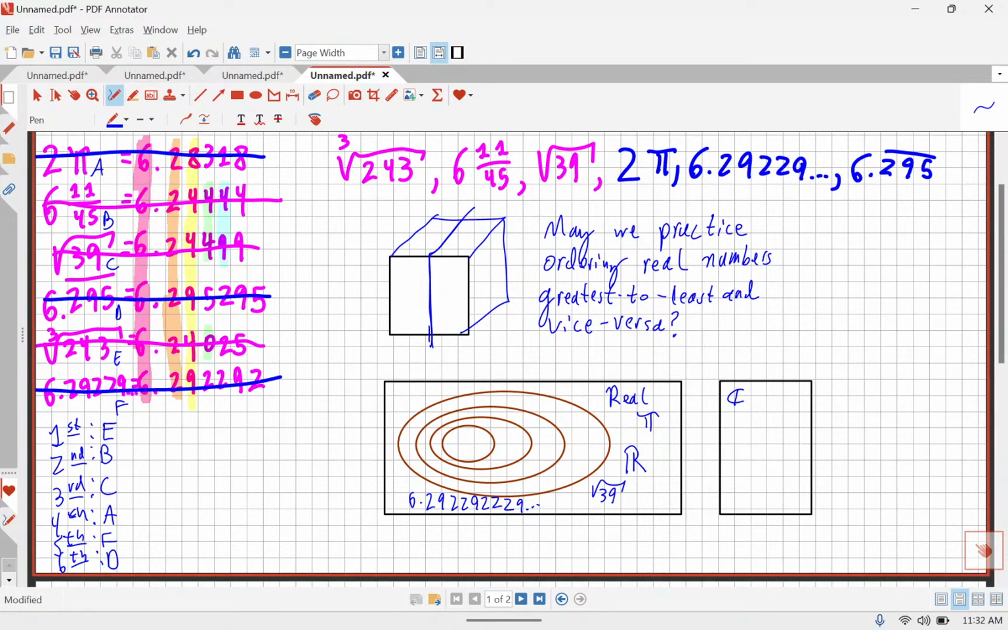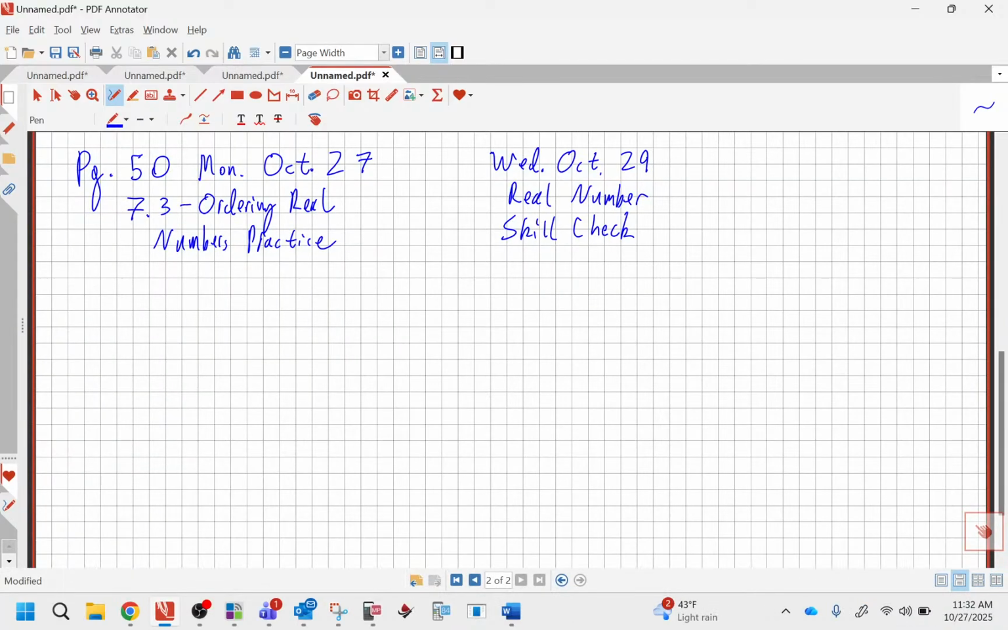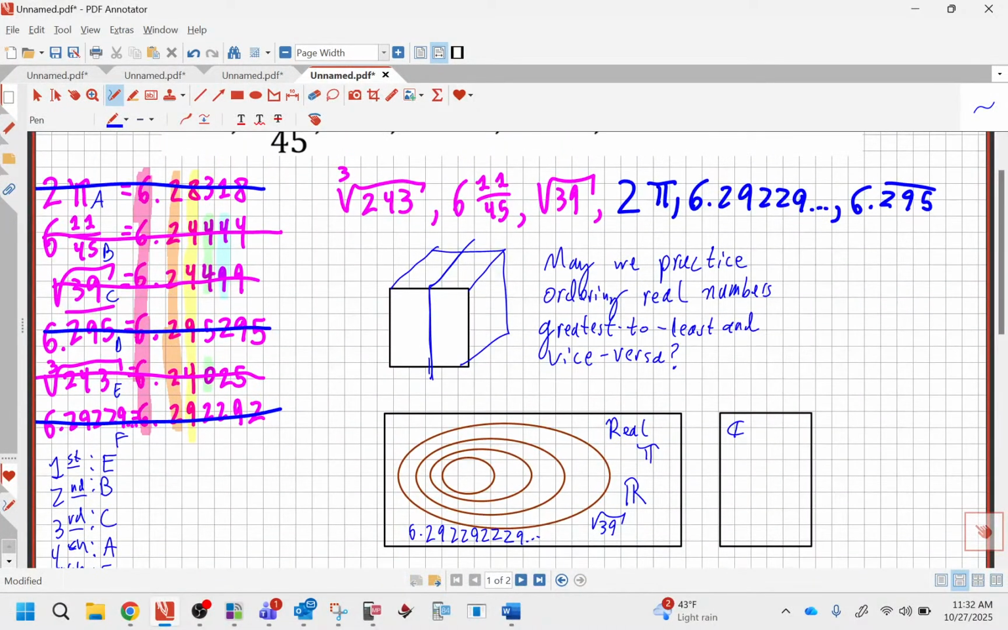With that being said, guys, when I say teach, I want you to say, okay, open up your Chromebooks, log on to Canvas, and let's get working on 7.3, ordering real numbers practice. Those of you at home, go ahead and get to that and have an excellent rest of your day.